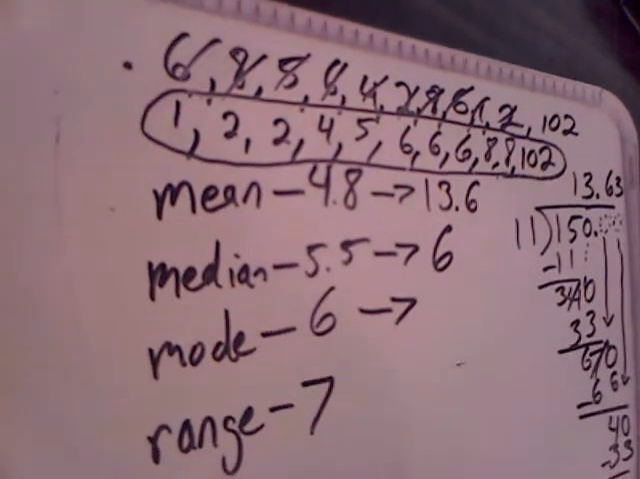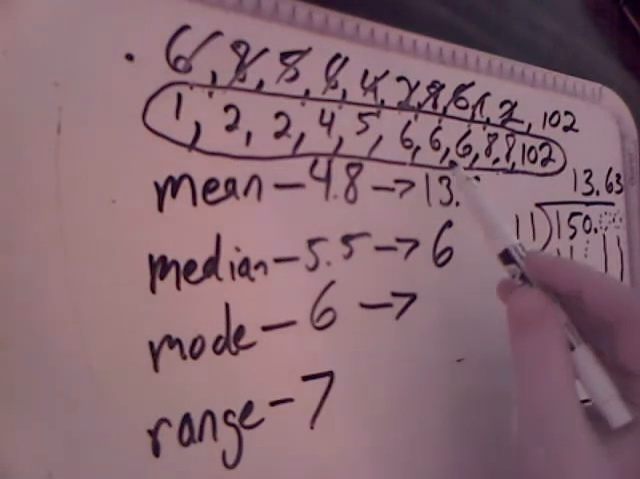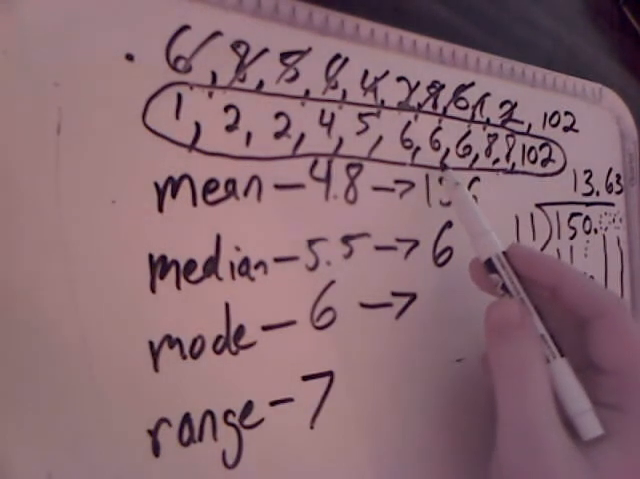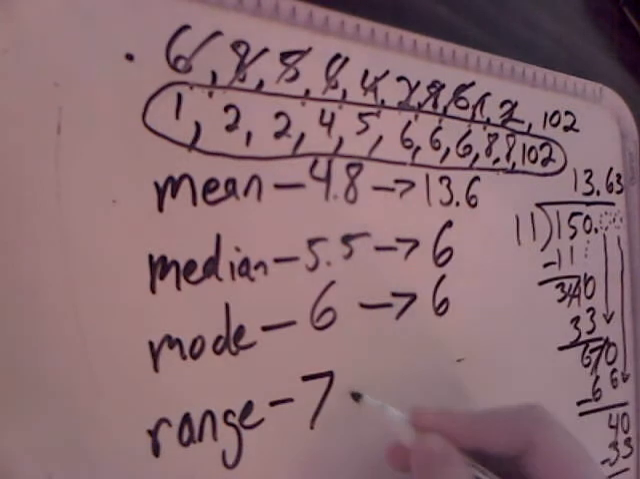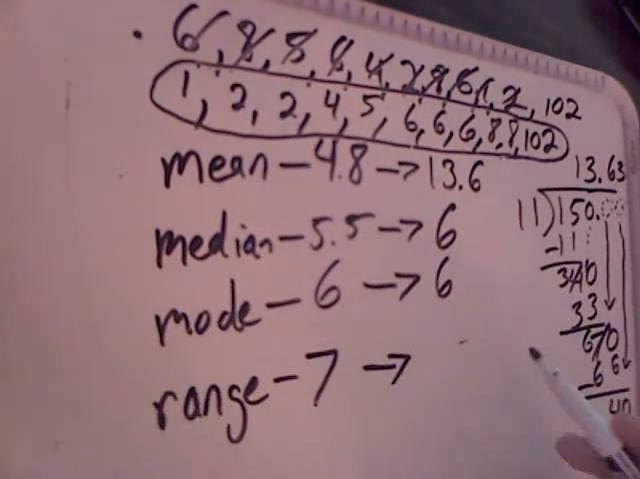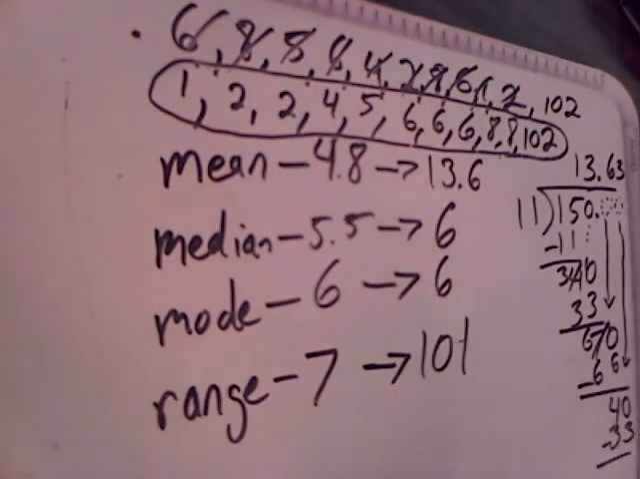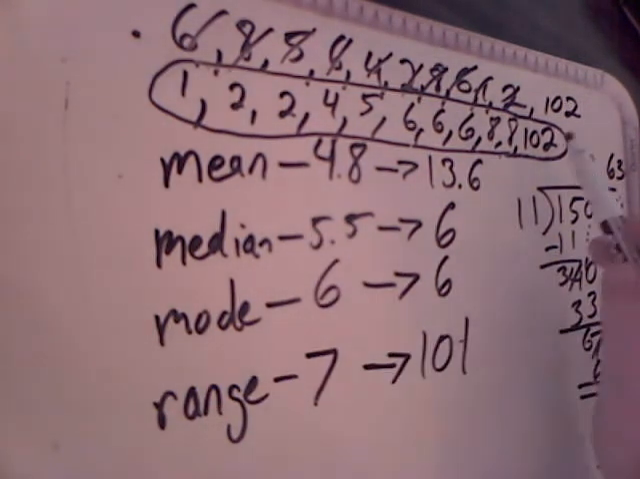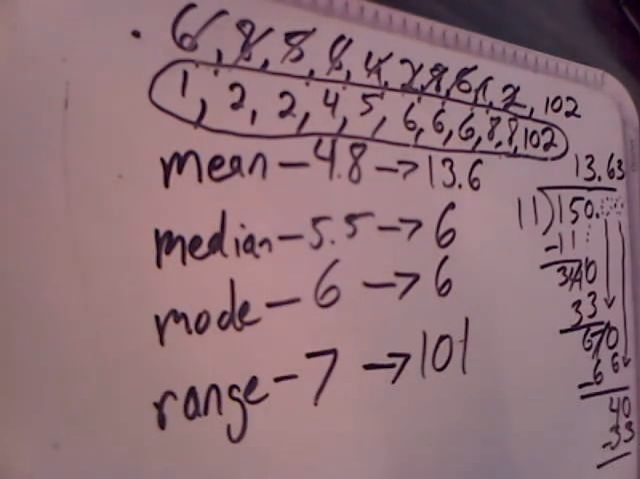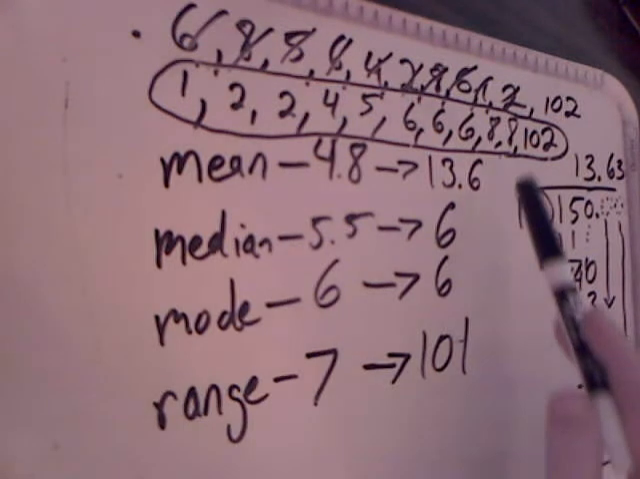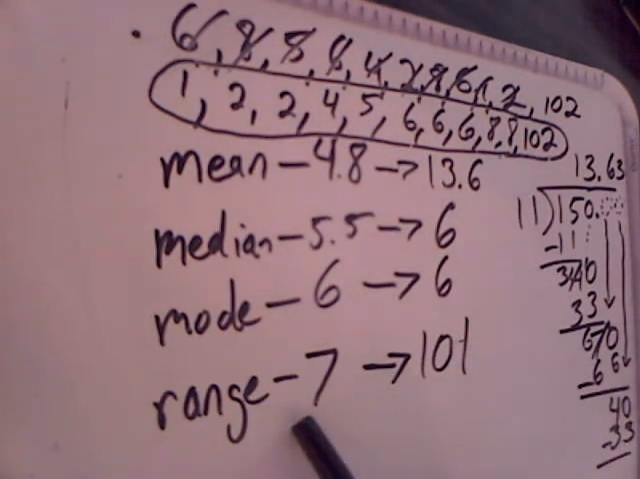The mode doesn't change very much either. The mode actually doesn't change at all. The biggest amount of people who've seen the movie have seen the movie 6 times. And then we have the range. The range is going to change a lot because now our biggest number is not 8, it's 102. 102 minus 1 is 101. So we can see that we've got a big spread of numbers now from the largest to the smallest. So adding one piece of additional information into this number set can really change the averages and some of the other aspects of the numbers.